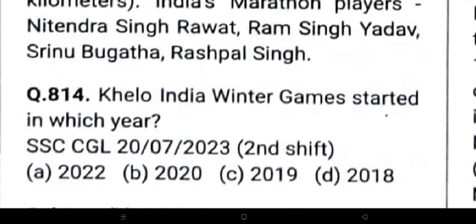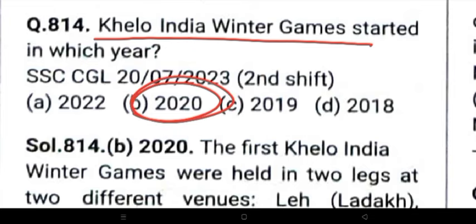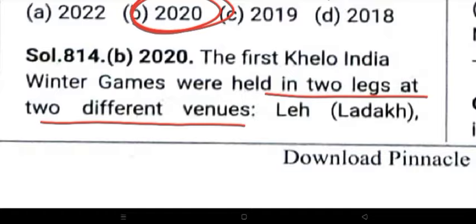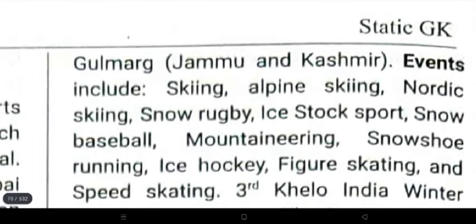Next is Khelo India. Khelo India Winter Games started in which year? 2020. They were held in two legs at two different venues: Leh Ladakh and Gulmarg, Jammu and Kashmir.